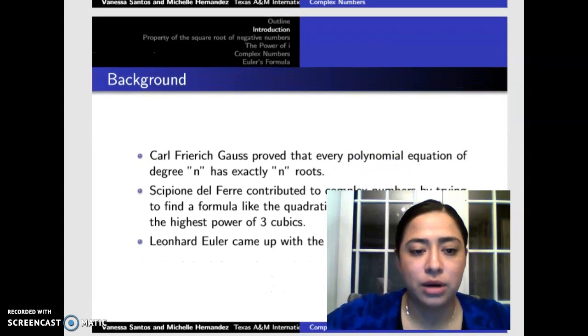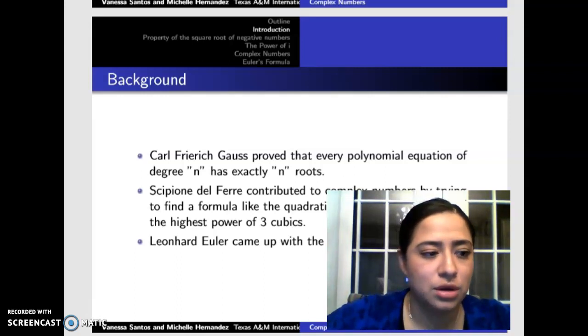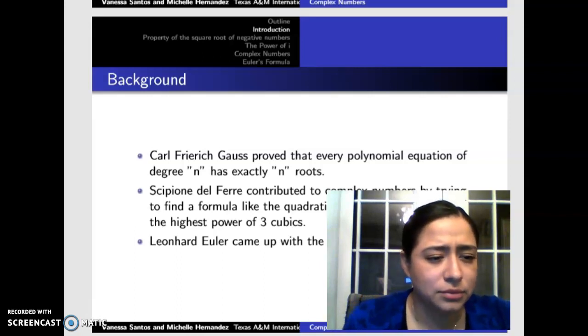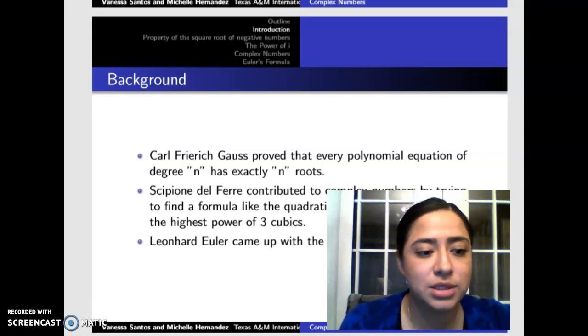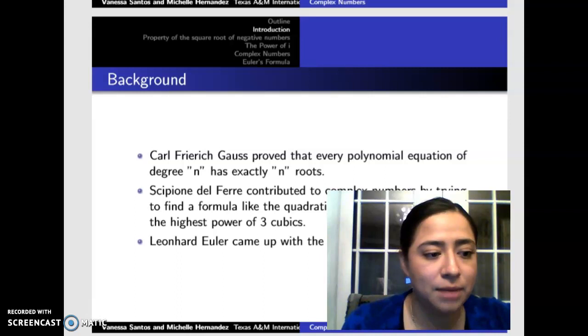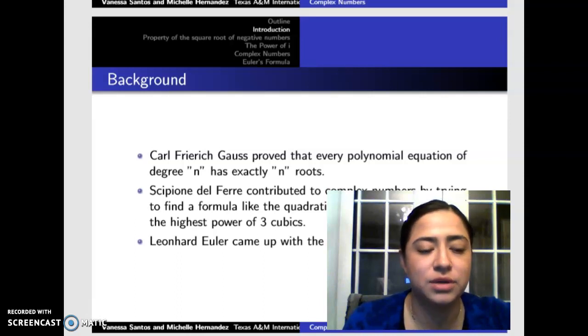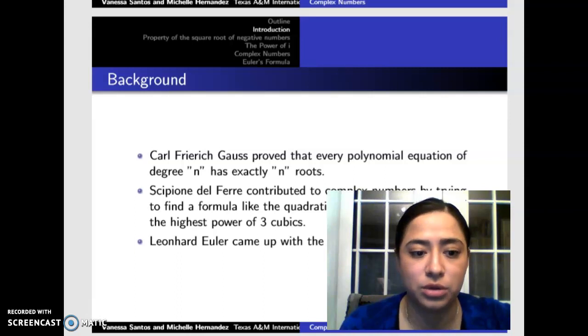So this is a quick background. Carl Gauss proved that every polynomial of degree n has exactly n roots. What Gauss discovered comes from the fundamental theorem of algebra. This theorem states that within the complex number system, every polynomial has a root. In other words, once we introduce i, not only can we solve the equation x squared plus 1 equals 0, we can solve all polynomial equations.